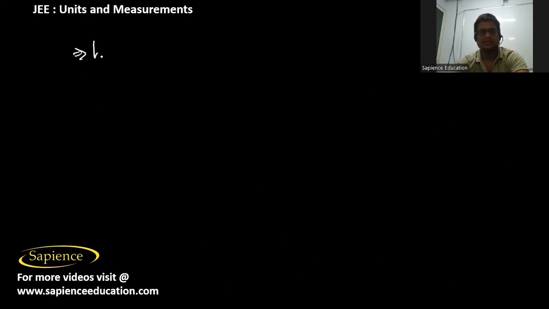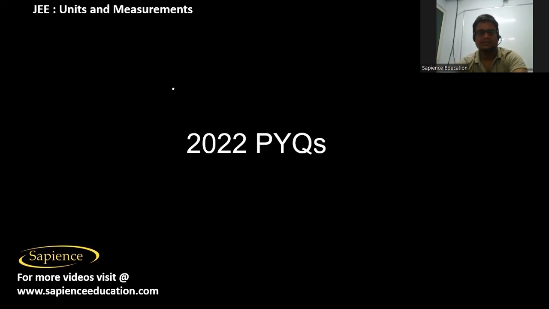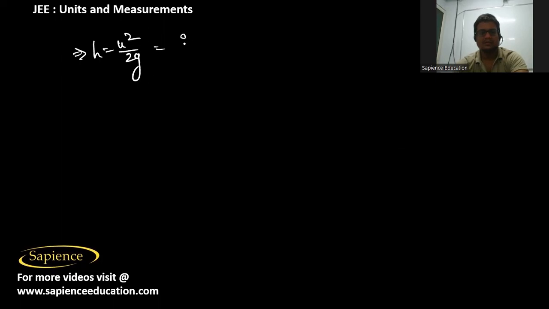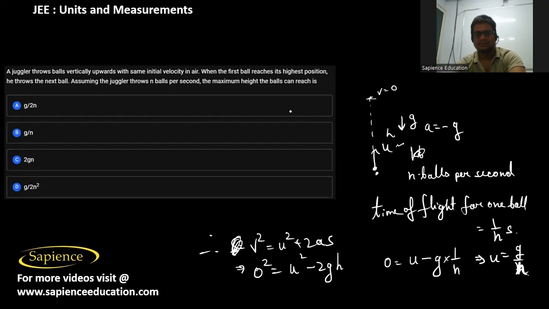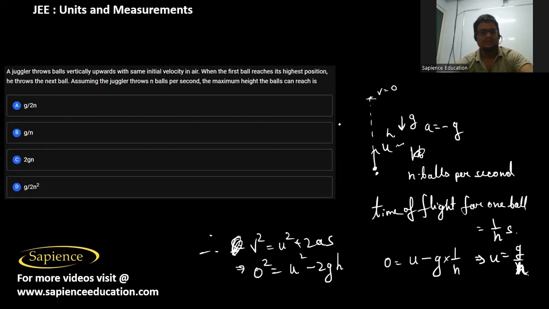Then we have to find h. So therefore h equal to u square by 2g. So this will be equal to u square, which is g by n, that is g by n whole square into 1 by 2g. So this will be equal to g square by n square into 2g. So g and g will cancel. So this is g by 2n square. So option D is the correct answer.